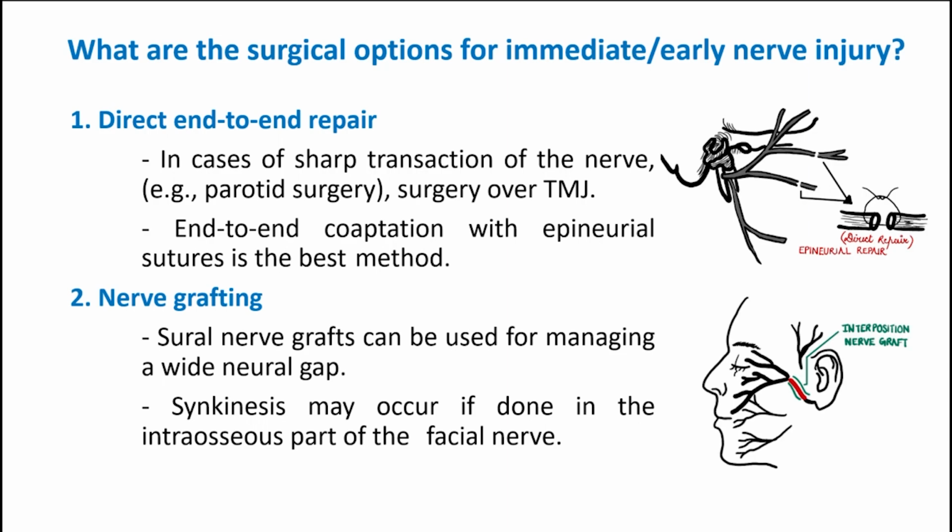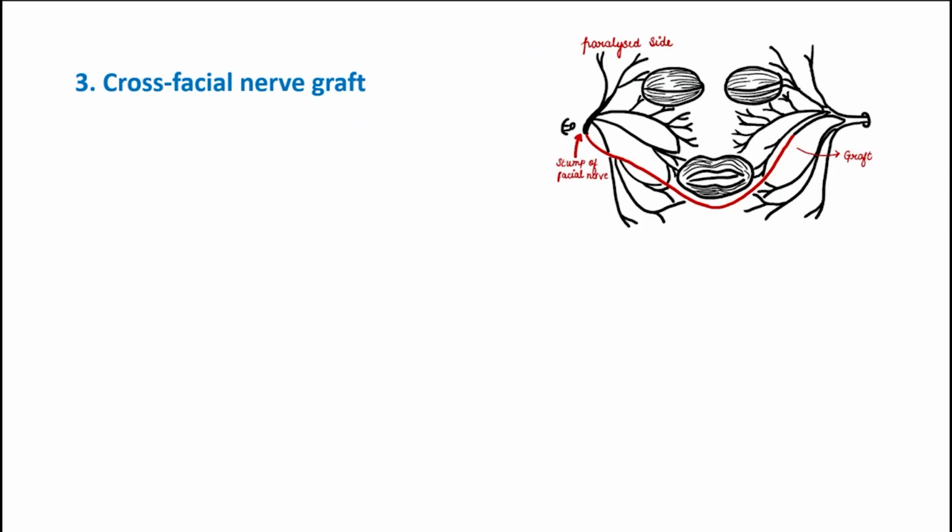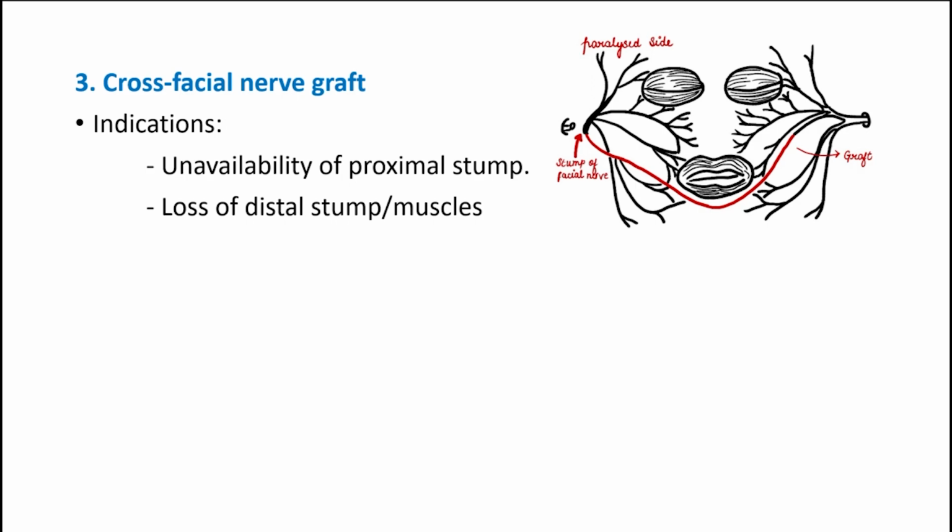So, in the pictures, you can see how an interposition nerve graft looks. You can also go for a cross facial nerve graft in the immediate management only. If there is an unavailable proximal stump or the distal stump is lost, then you cannot use the same side facial nerve. So, you have to go to the other side.